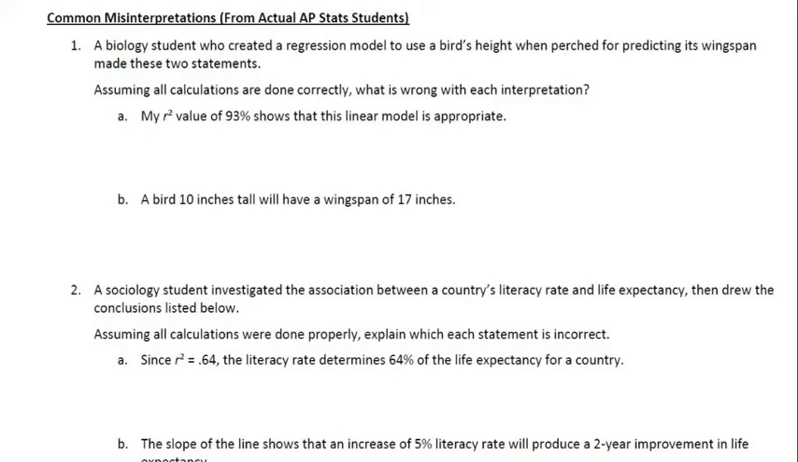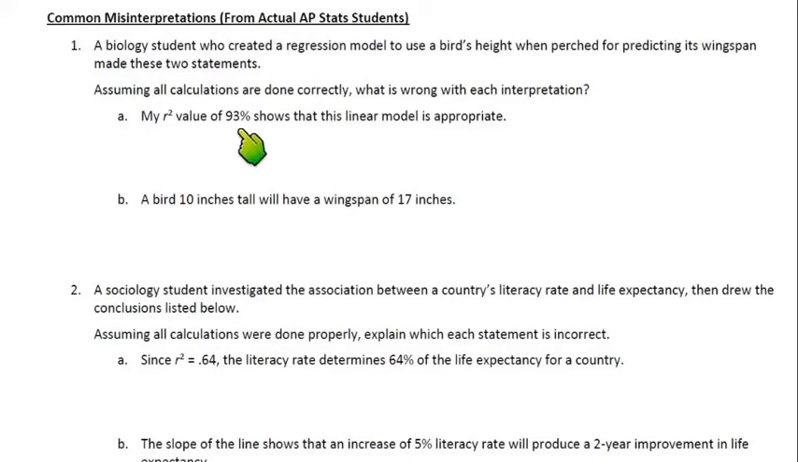Number one, a biology student who created a regression model to use a bird's height when perched for predicting its wingspan made these two statements. Assuming all calculations are done correctly, what is wrong with each interpretation? Part A says, my R-squared value of 93% shows that this linear model is appropriate. So that's absolutely wrong, but why is that wrong?